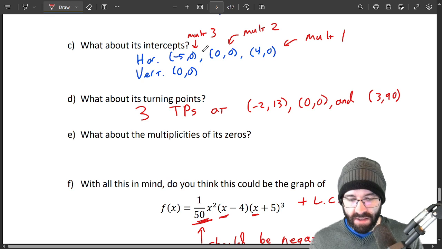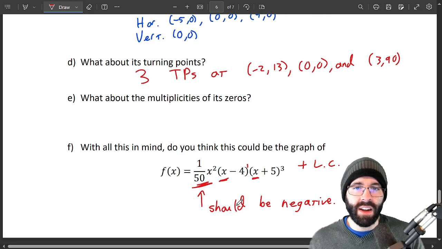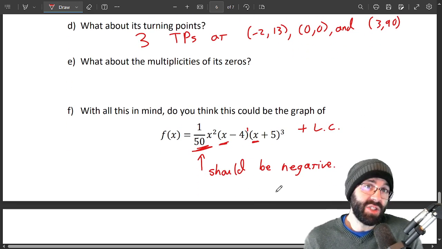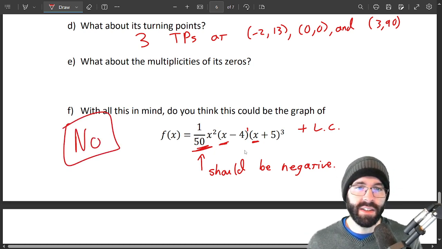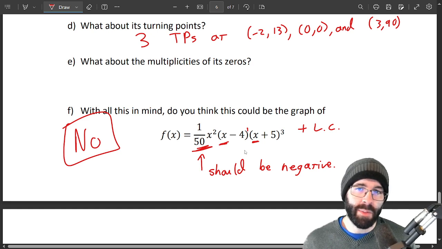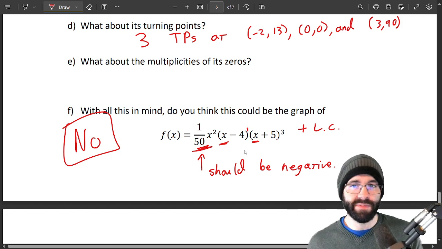E, multiplicities. Does -5 have a multiplicity 3? Yeah, it does. Look at that right there. Does 0 have a multiplicity 2? Yep. Look at there. X squared. X minus 0 squared. Does the 0 of 4 have multiplicity 1? Yep. There's a hidden 1 right here. That has the right multiplicity. So actually, it almost has everything right that we can check right now. But our answer is no. Because we need a negative leading coefficient. We have a positive leading coefficient. And if you graph this, it'll look pretty similar, but just flipped kind of.